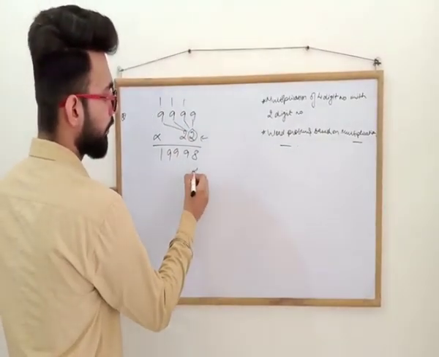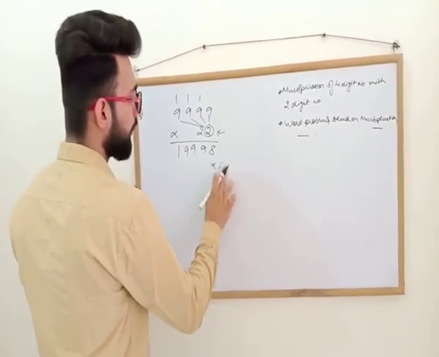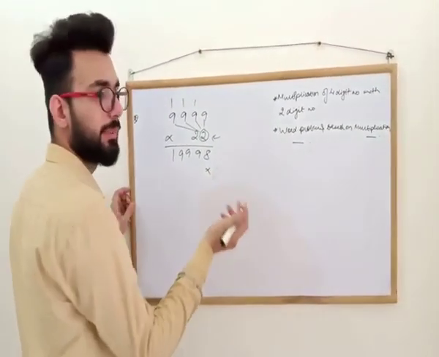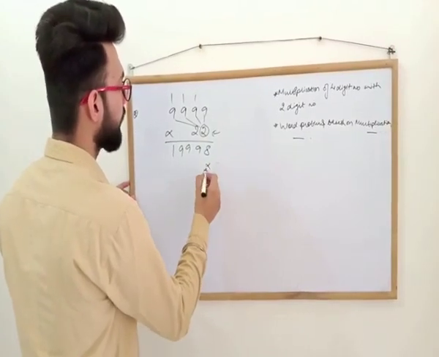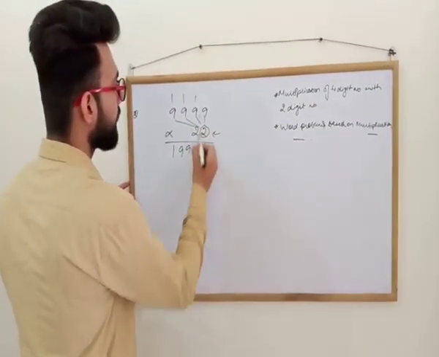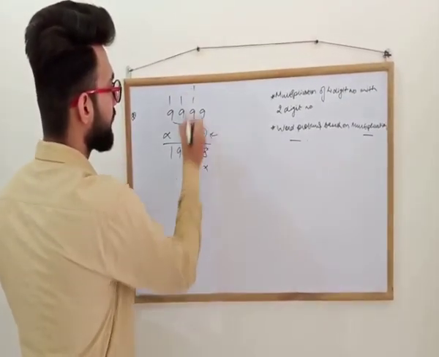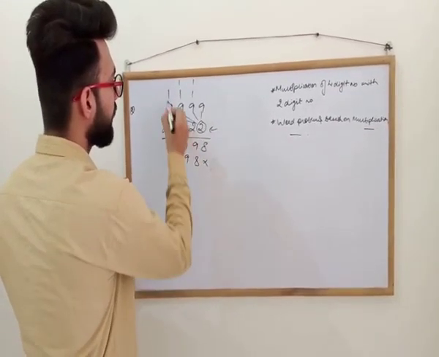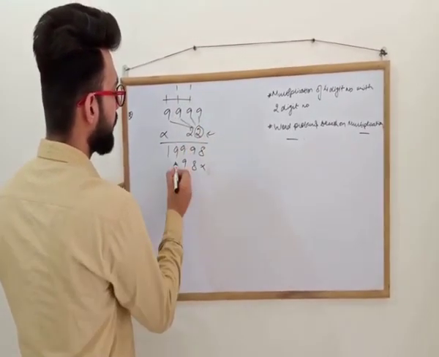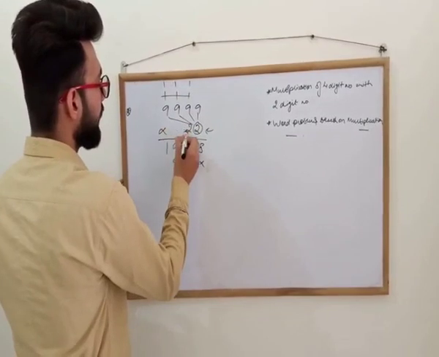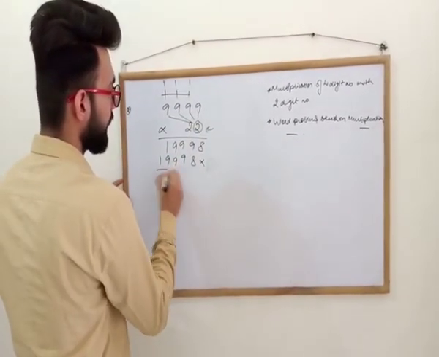Now again you can put a cross or 0, whichever you wish. In the previous example we put 0, so right now we'll put a cross. 2 nines are 18, carry 1. 2 nines are 18 and 1 is 19, carry 1. Again 18 and 1 is 19, carry 1, and 18 and 1 is 19.